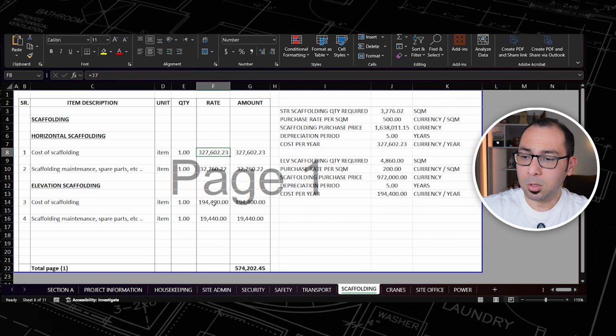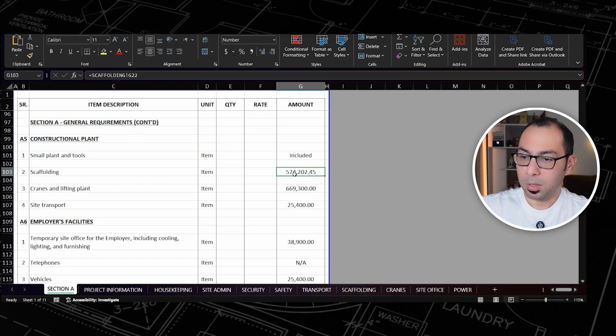So I'm just adding these two costs here, and I am adding 10% for the maintenance, and that's how I am getting 574, and this 574 will go here to our scaffolding or to our general requirements BOQ.